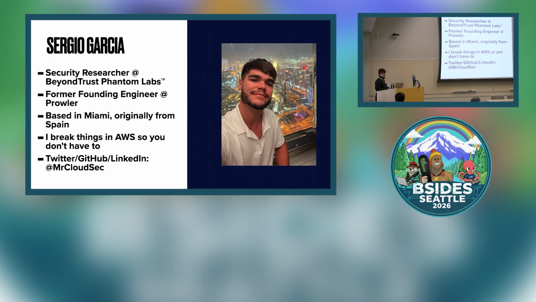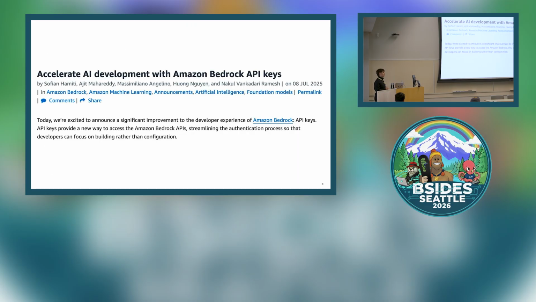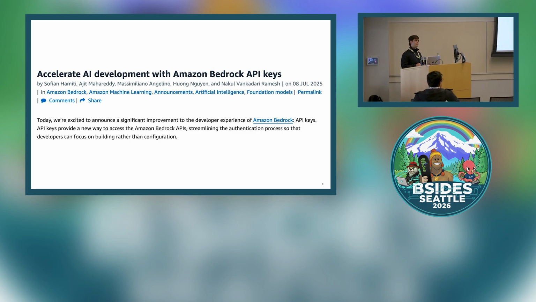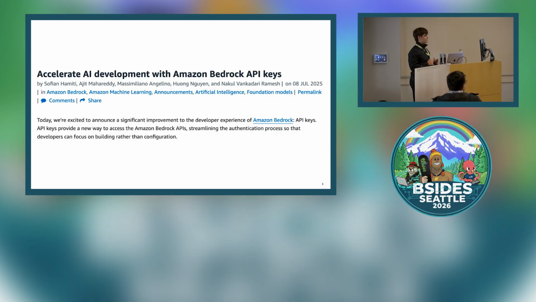Klausek. So this is the blog post that started it all. In July of last year, AWS announced a new type of long-lived credentials called Amazon Bedrock API keys, just to accelerate AI development and to have an easier authentication for Bedrock. But this was my reaction.